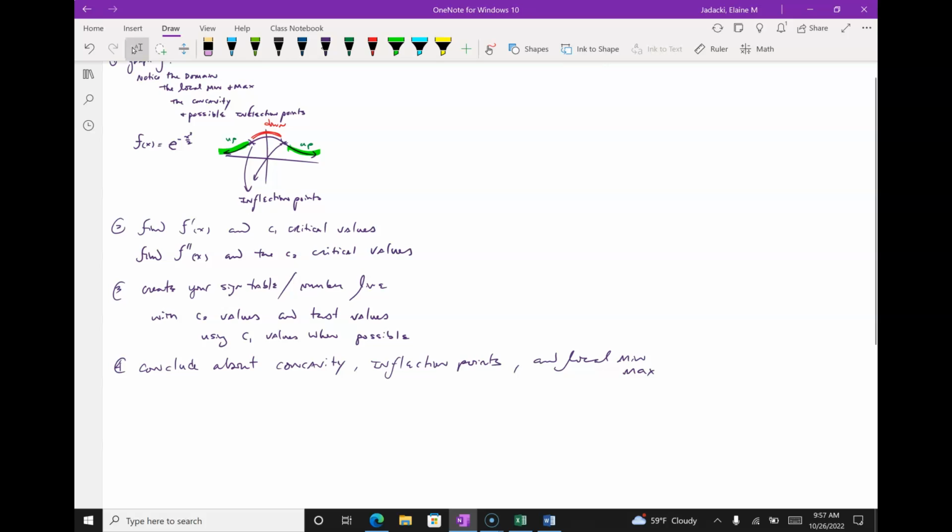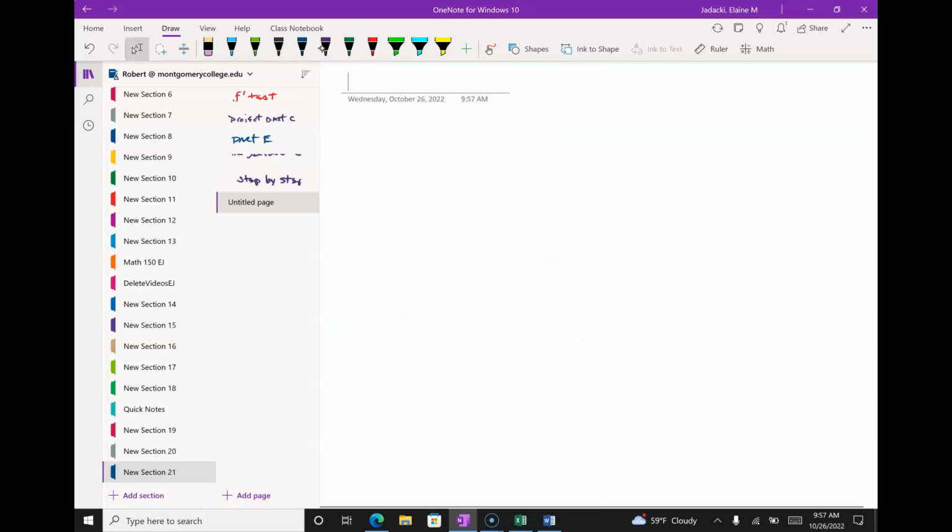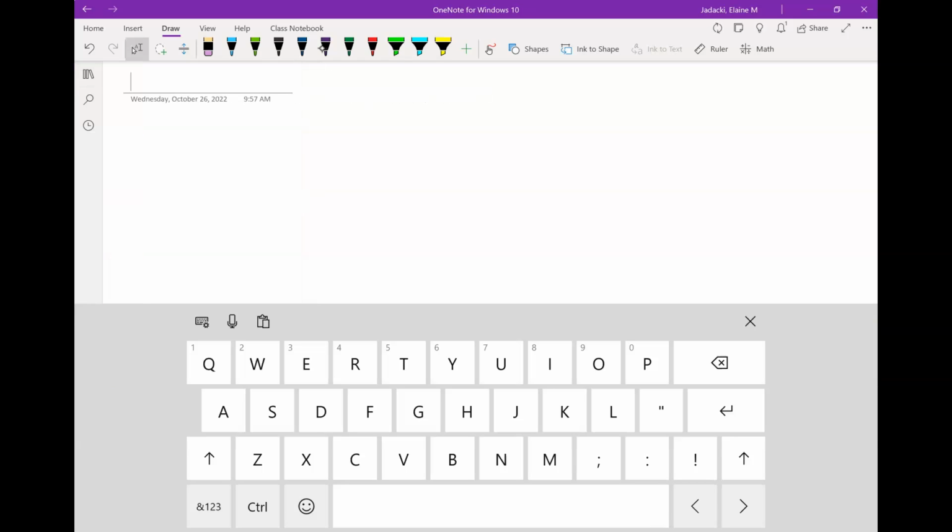Meaning, if it's a local max, my first derivative changes from positive to negative, and the point exists, right? For an inflection point, my second derivative changes signs, and the point exists. And to find the point, I always go back to the original function. To find the criticals, I use the derivatives, right? All right, let's do this one. Horrible, right? Isn't it?